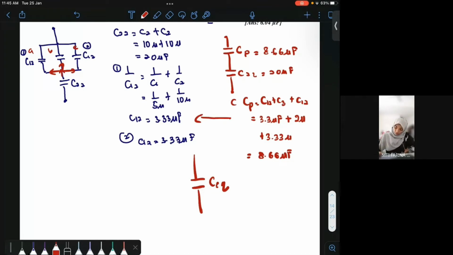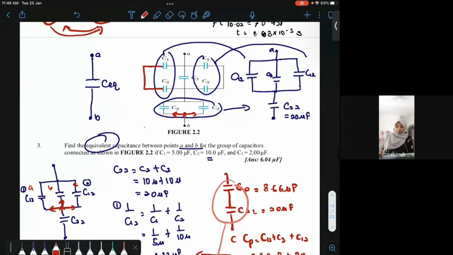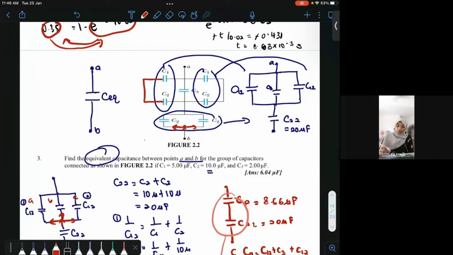The C equivalent akan jadi 1 over C equivalent sama dengan 1 over C parallel campur dengan 1 over C22. Sebab you simplify these two to get this C equivalent. These two are in series. Dia masukkan nilai 1 over 8.66 micro plus 1 over 20 micro. 1 over answer, dapat microfarad. Faham ke? You have to do step by step.